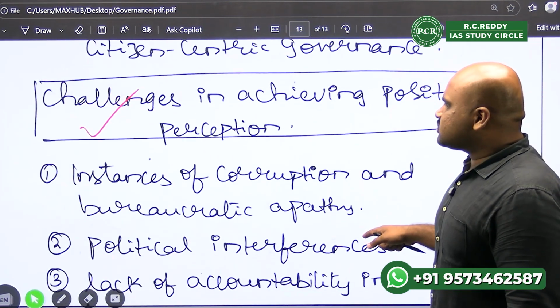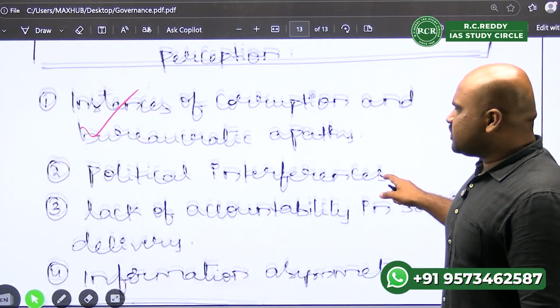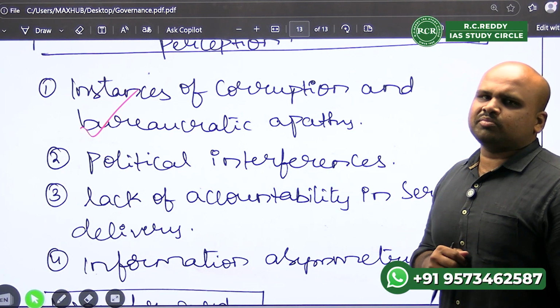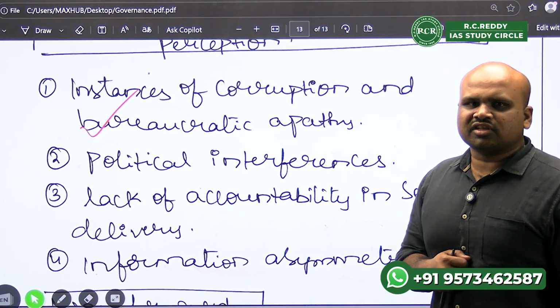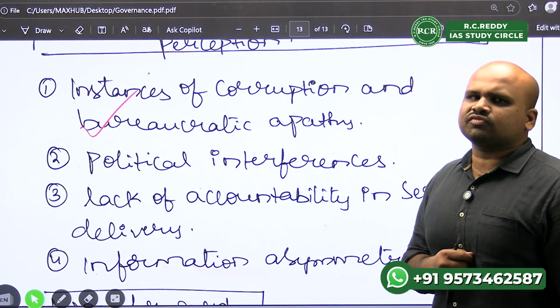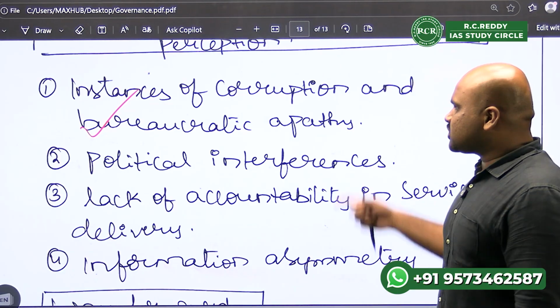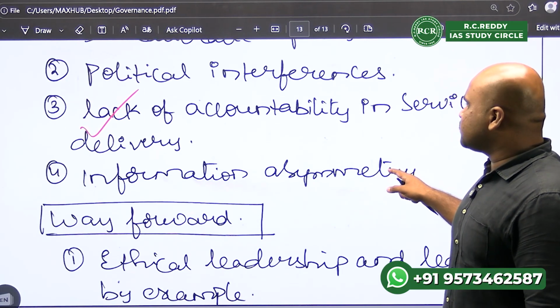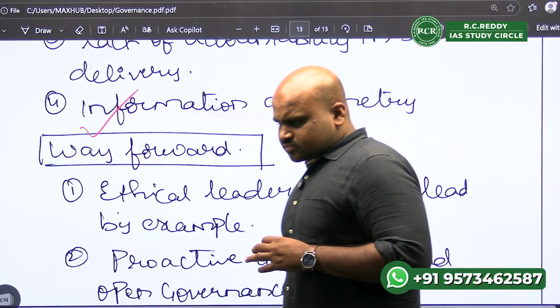But there are certain challenges which exist with respect to this perception. One, it could be instances of bureaucratic apathy, bureaucratic rigidity, blind rationality which is present in the functioning of civil services, or maintaining a status quoist approach, that is, corruption, political interference, lack of accountability, information asymmetry.